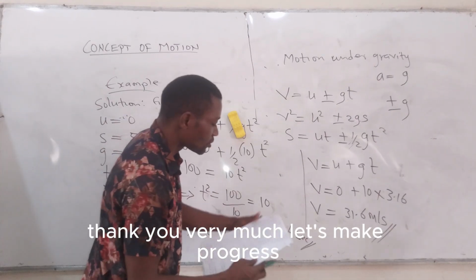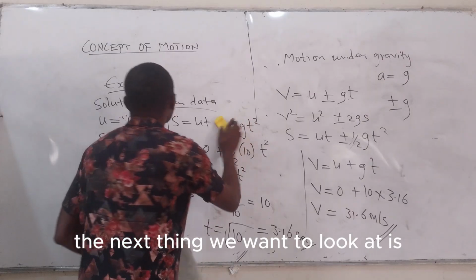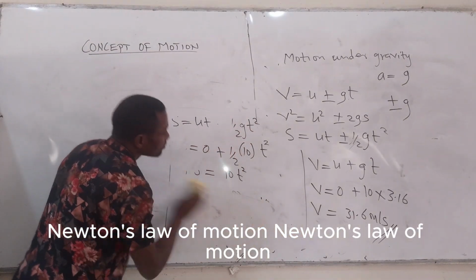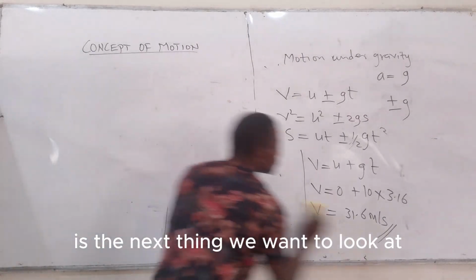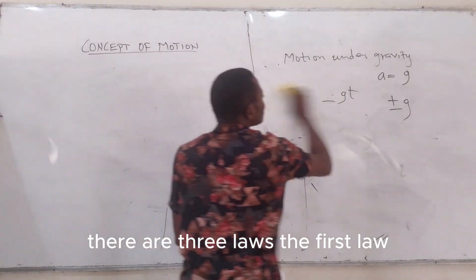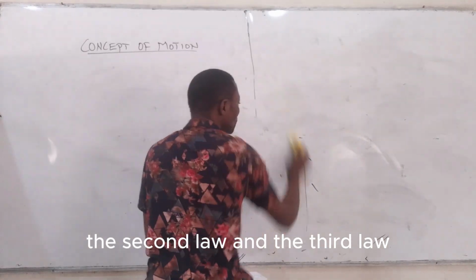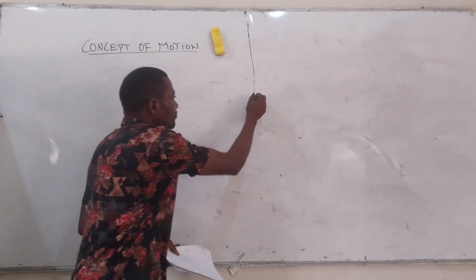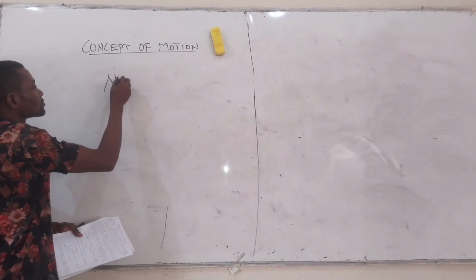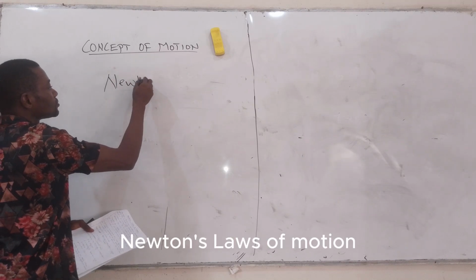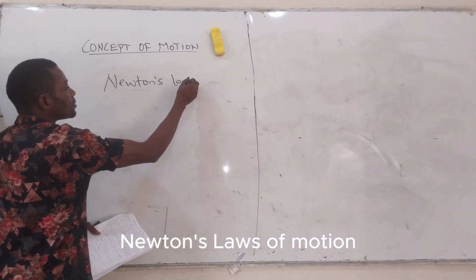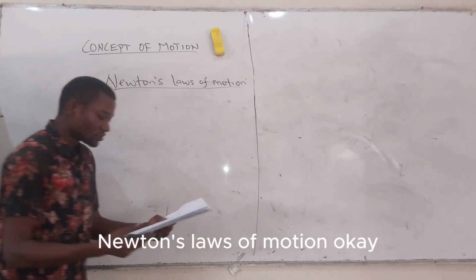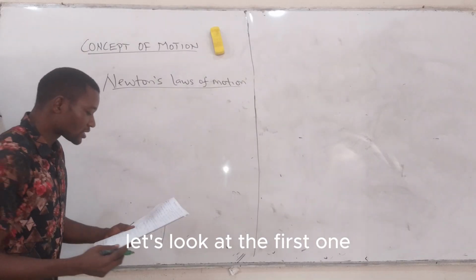Okay, thank you very much. Let's make progress. The next thing we want to look at is Newton's laws of motion. There are 3 laws: the first law, the second law, and the third law. Let's look at each of them. Newton's laws of motion. Okay, let's look at the first one.